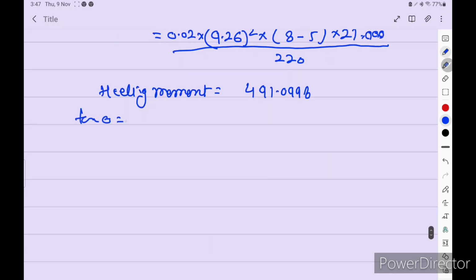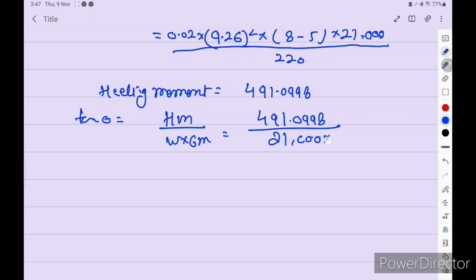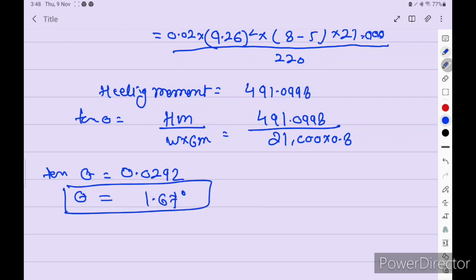Put the value: tan theta is equal to heeling moment divided by W into GM, 491.0998 divided by 21,000 into 0.8. So tan theta is equal to 0.0292. So tan inverse theta is equal to 1.67. It is less than 10 degree. The value is less than 10 degrees.